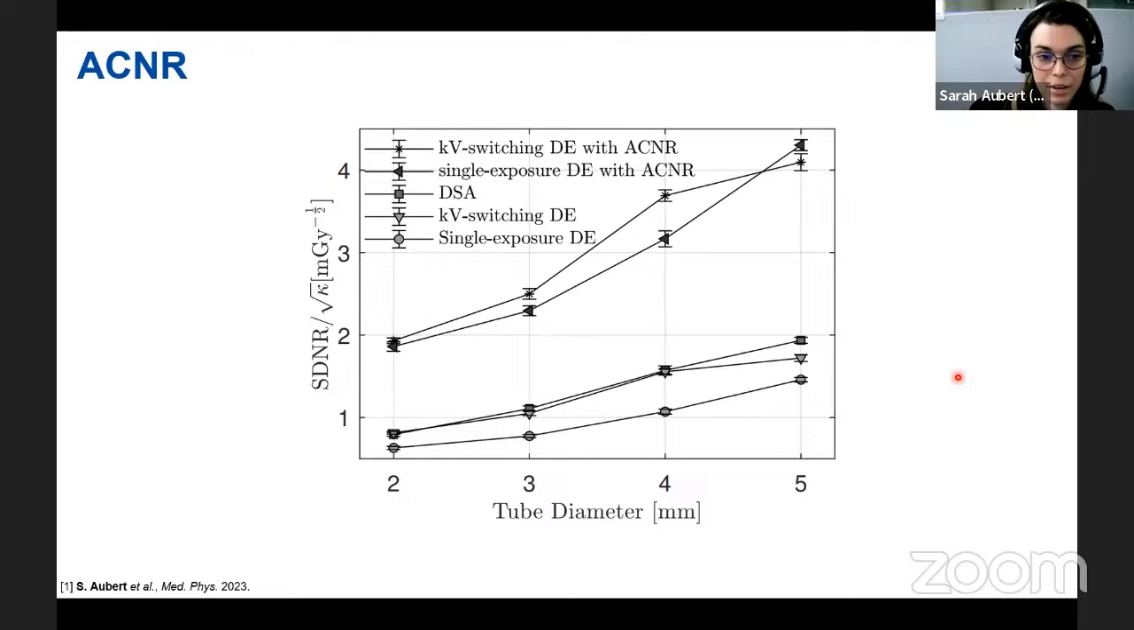And so here we looked at quantifying what these images looked like. We have the SDNR per root kerma on the y-axis as a function of tube diameter, where again, our tubes range from 2 to 5 millimeters in diameter. The dataset on the bottom here represents our DSA, KV switching, and single exposure approaches without this ACNR correction. We can see that when we incorporate ACNR, we get this KV switching line up here and the single exposure line up here. And we can see that incorporating it results in increasing the SDNR by a factor of 2 or greater for both techniques.